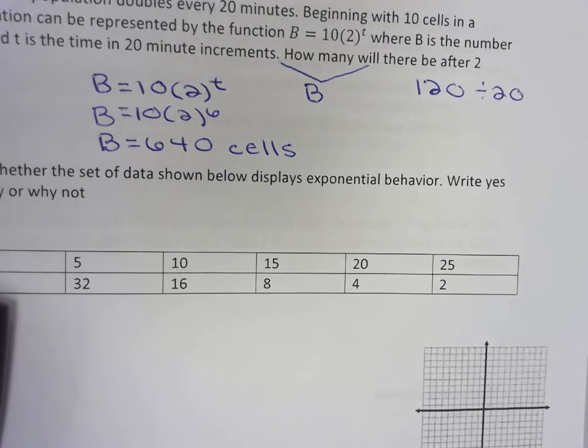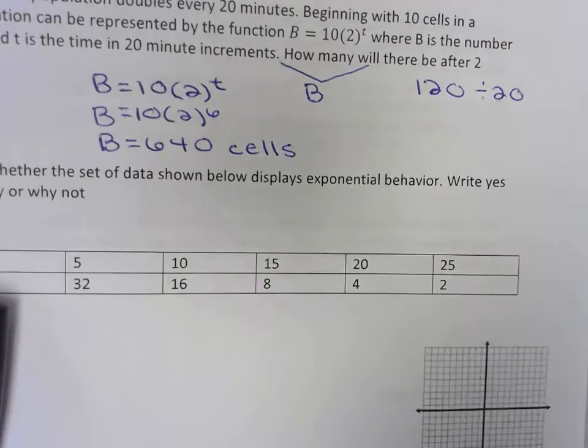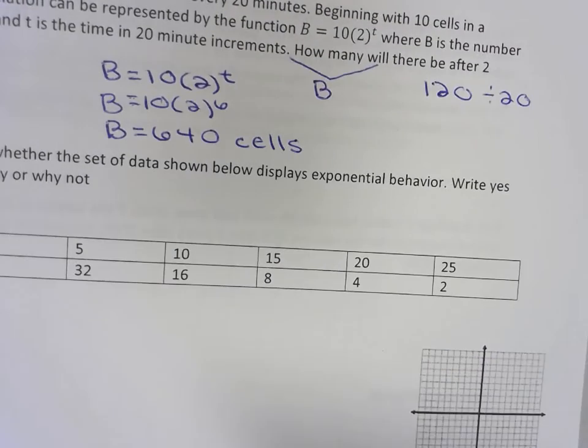Why does that make sense? How many did I start with? 10. And if it's doubling, it makes sense that I would have more than 10. Okay, any questions on those?